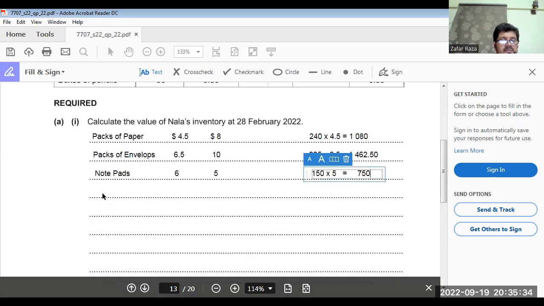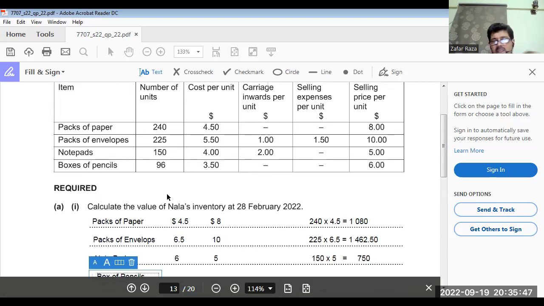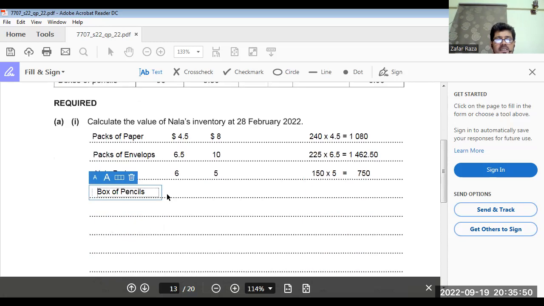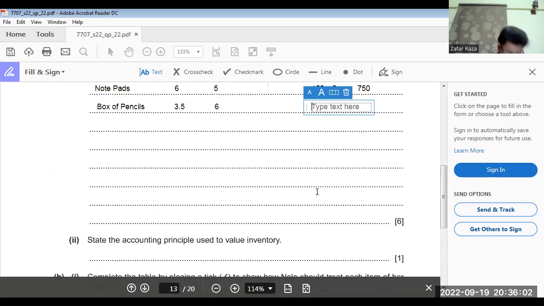Box of pencils. Now see the box of pencils. Cost per unit 3.5, selling price 6, means cost is 3.5. Selling price is 6. NRV means we have to keep inventory at cost because this is lower: 96 multiplied by 3.5. Okay, 96 multiplied by 3.5, and the answer will be 336. That is 336.